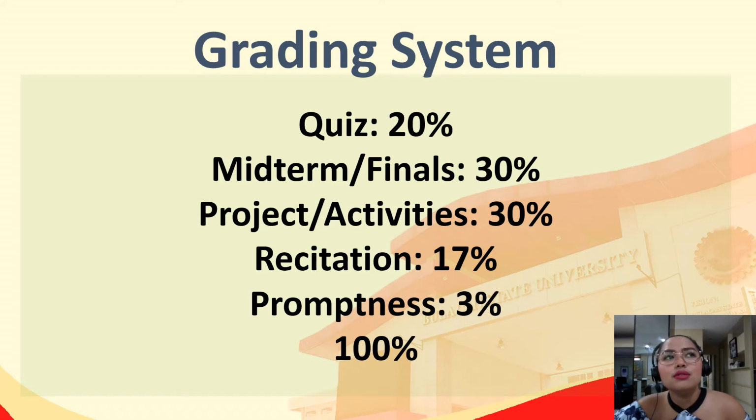So, before the end of the semester, I'll be asking them, kamusta po si, I want you to grade your members out of 20, tapos 3% times 20 points, ayun po yung magiging grade ninyo for the promptness. That will be given by their classmates.